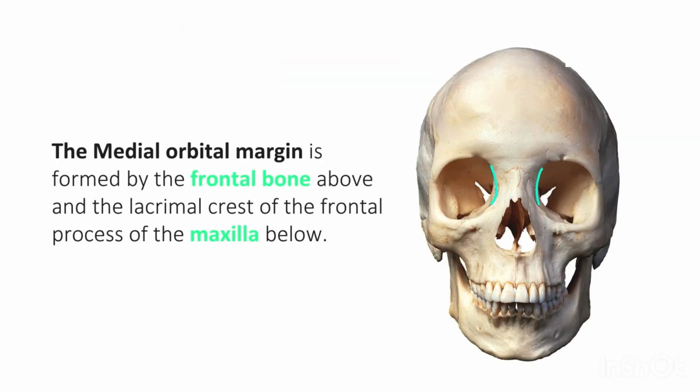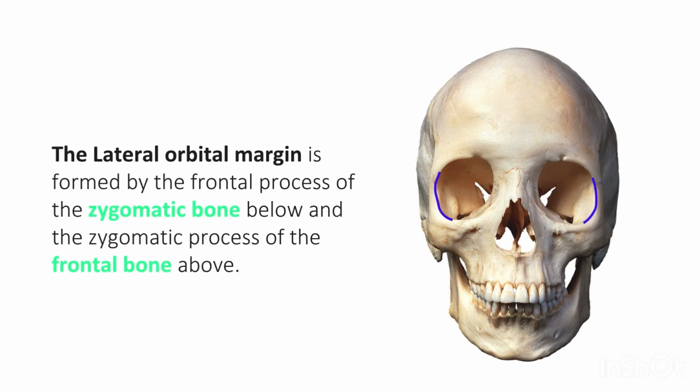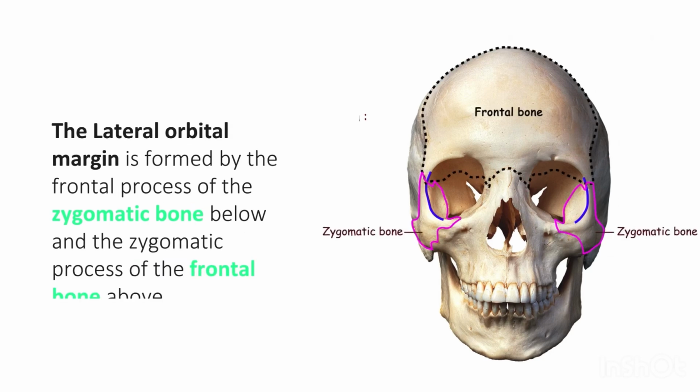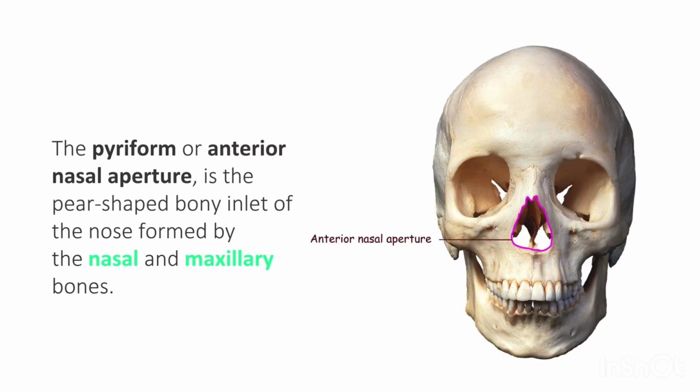The medial orbital margin is formed by the frontal bone above and the lacrimal crest of the frontal process of maxilla below. The lateral orbital margin is formed by the frontal process of the zygomatic bone below and the zygomatic process of the frontal bone above. Here you can see that clearly. This is the frontozygomatic suture between the frontal and zygomatic bones.